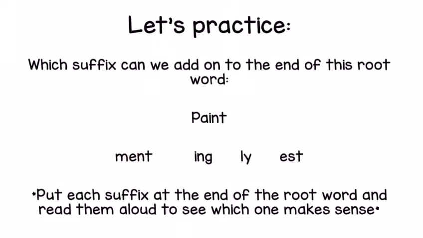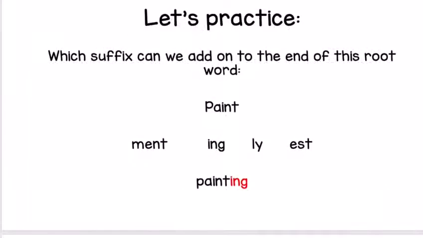So let's practice. Which suffix can we add to the end of this root word? Paint. Is it ment, ing, ly, or est? Similarly to when we did it with the prefixes, try each suffix at the end of the root word to see which one makes sense. So is it paintment, painting, paintly, or paintest? After putting all of those suffixes at the end of the word paint, you should have identified that the suffix that would go at the end would be ing, making the word painting.